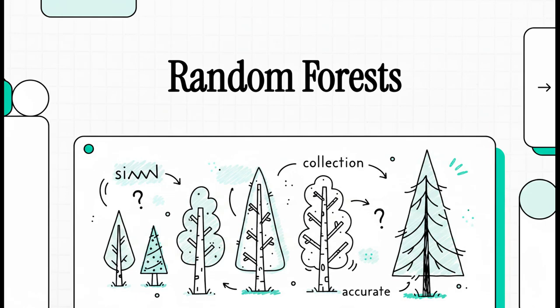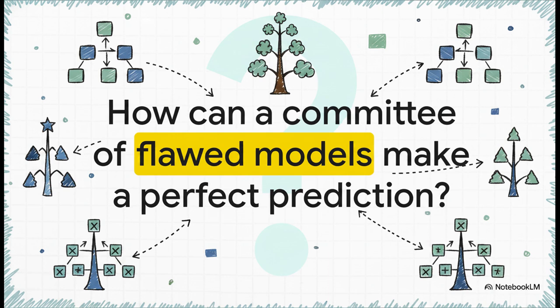All right, today we're diving into one of the most powerful and honestly one of the coolest algorithms in all of machine learning, the random forest. We're going to see how it takes a bunch of simple, even flawed models and combines them into something that is just incredibly accurate. And this brings up a really fascinating question, right?